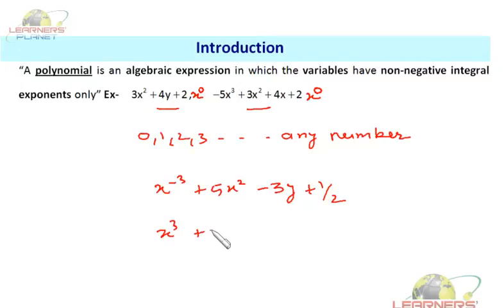Let's have one more example. See, x cube plus x square minus y plus 3 by 2. Just see whether this is a polynomial or not. Yes, it is a polynomial because in this case all the variables are having non-negative integral exponents. It doesn't matter if a constant is a fraction. It can be a fraction or it can be an irrational number also. So basically the variable should have non-negative integral exponents. I hope you are clear.